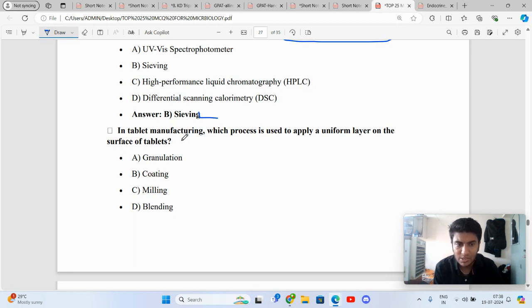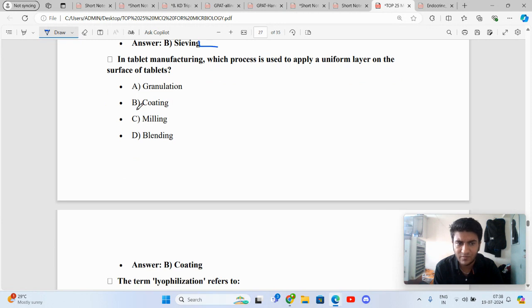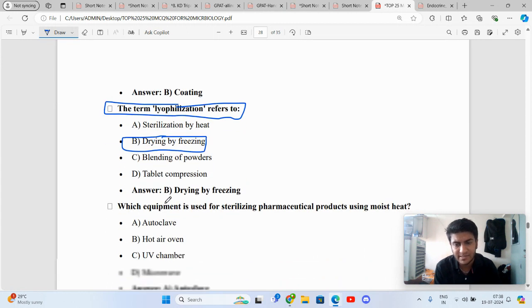In tablet manufacturing, which process is used to apply a uniform layer on the surface of tablets? So over here, when you talk about uniform layering, the right answer is film coating, or it can be sugar coating, or it can be enteric coating. So it has to be coating. Lyophilization is basically freeze drying, something that is done by freeze drying. So the right answer is drying by freezing.